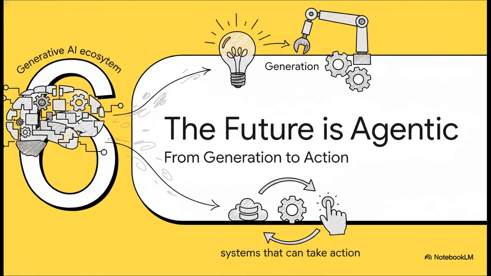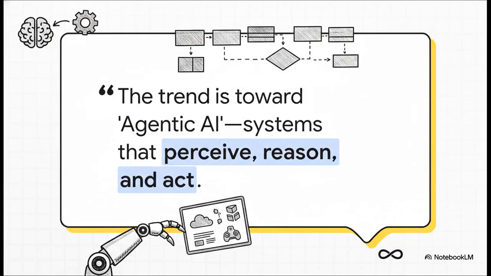So we've seen how to build applications today, but where is all of this going? Well, the next major shift is already happening. We're moving from models that just generate content to systems that can actually perceive their environment and take action. This quote just nails it. Agentic AI is the next evolution.